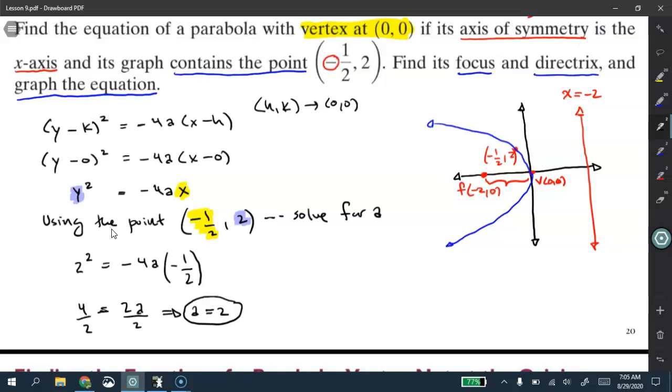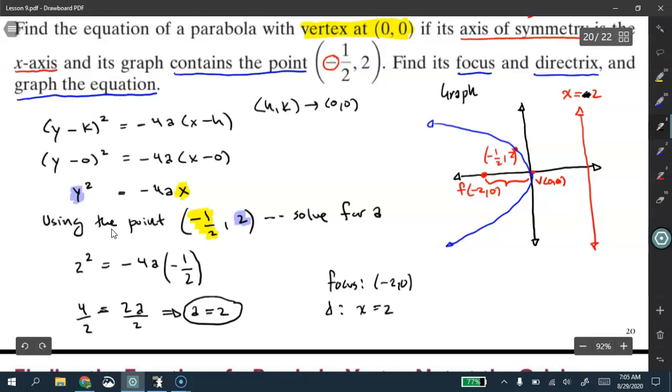So let's summarize. The focus of the parabola is going to be at negative 2, 0. The directrix is going to be at x is equal to positive 2. I accidentally wrote down negative 2. I apologize for that. And the graph of the equation is, of course, right over here.